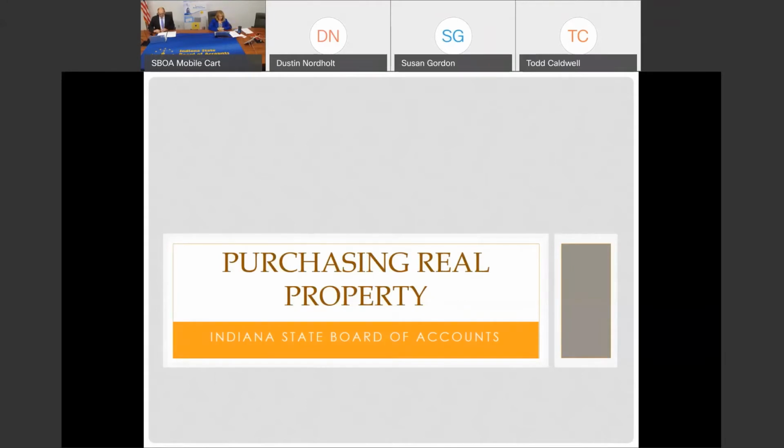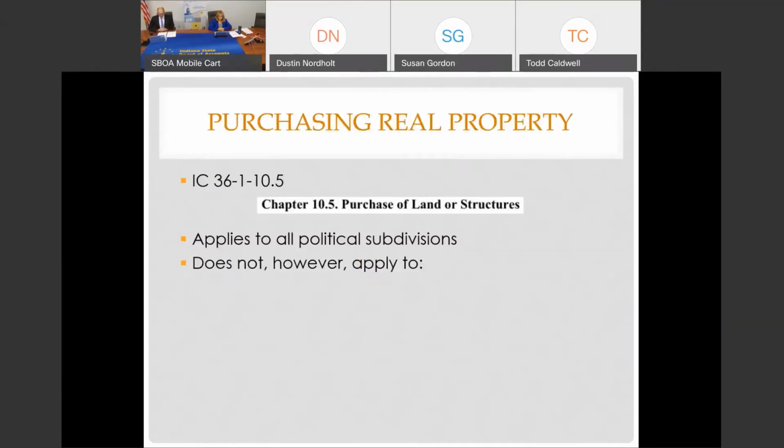So let's get started with what you need to do in order to purchase real property. And when we're using the term real property, we're basically talking about land or land with building or structures on it. The opportunity to purchase real property may not present itself very often for a city or town, but when it does, Indiana Code 36-1-10.5, titled Purchase of Land or Structures, is the governing authority.